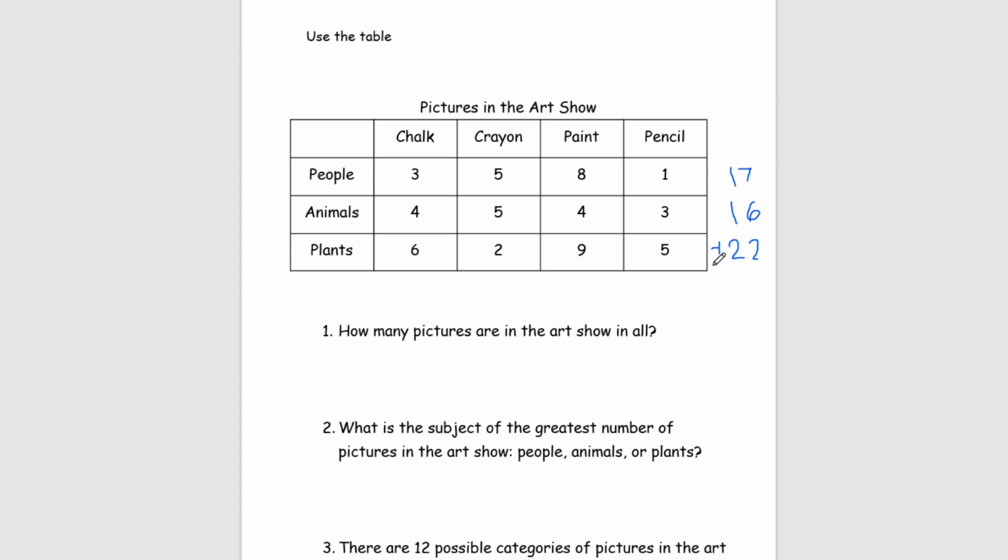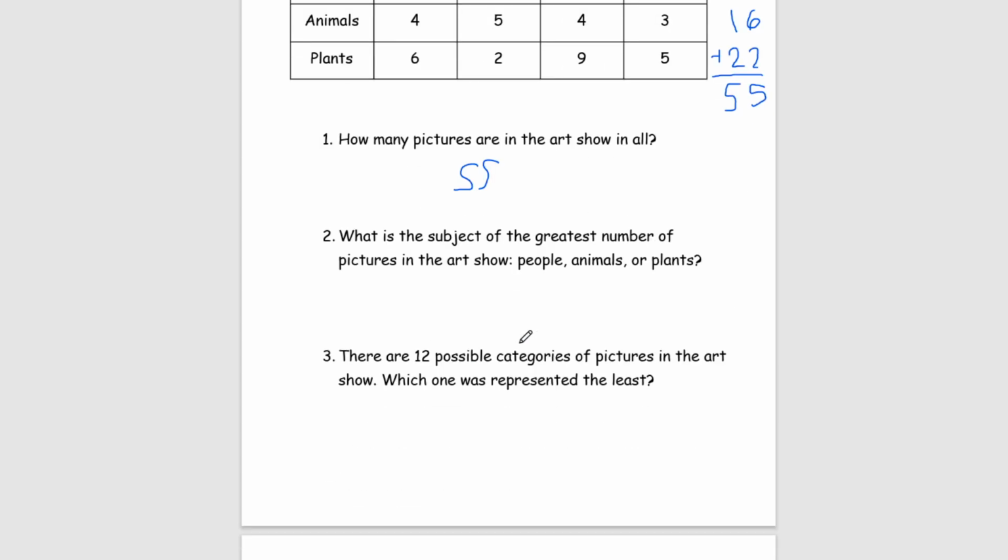So now we can add these all up. 7 plus 6, 13, plus 2 is 15, so we put a 5 right here, carry the 1 over. 1 plus 1 plus 1 is 3, plus 2 is 5. So number 1 is 55 pictures.